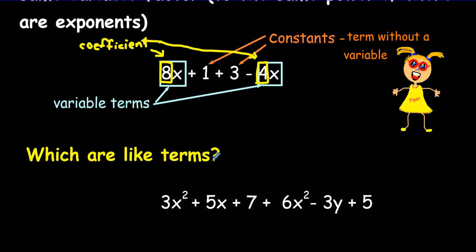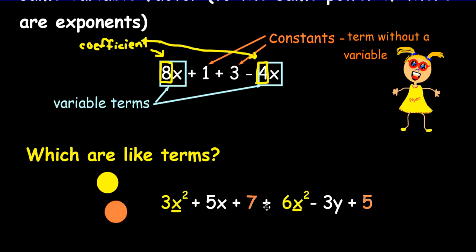Now we're going to do some practice determining which are like terms. So in this expression down here, which are like terms? If you guessed 3x squared and 6x squared are like terms, you are correct. Remember, they have the same variable factor, and if exponents are involved, they also have to have the same exponent. So 5x is not a like term to 3x squared and 6x squared because it doesn't have the exponent 2. Are there any others? You got it.